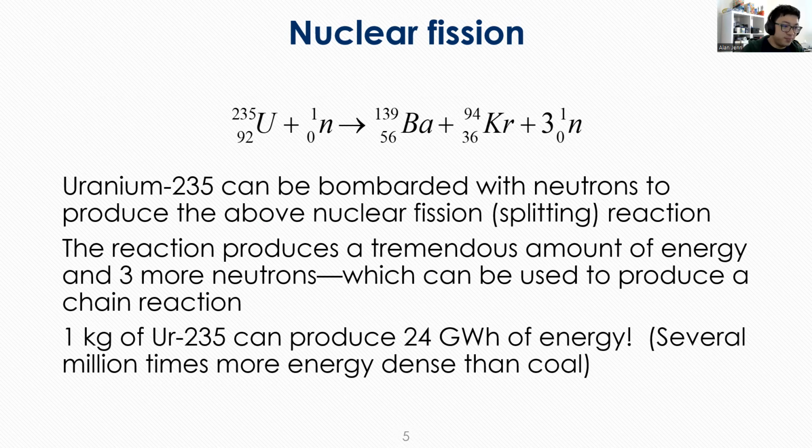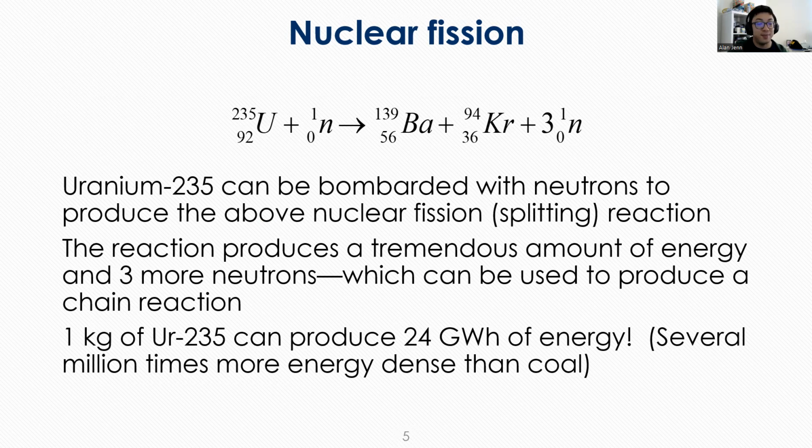Okay, back to fission. So if you take uranium and you hit it with a neutron, it can produce this reaction where it splits the uranium and it releases additional neutrons, right? And so that reaction produces a huge amount of energy. And note that those three neutrons can then go propagate this reaction further. So you have this kind of chain reaction.